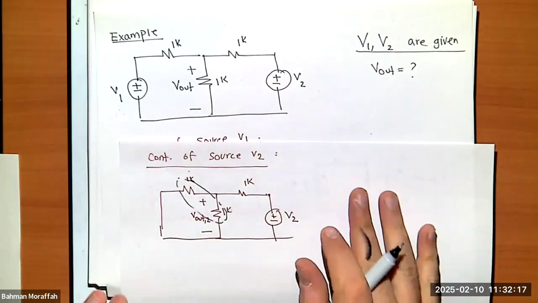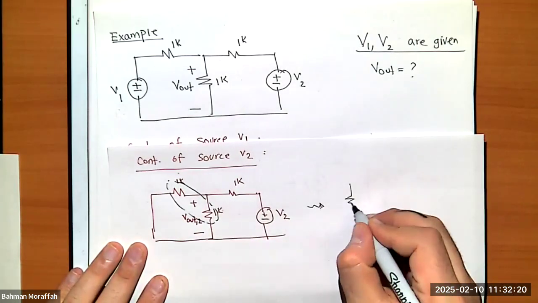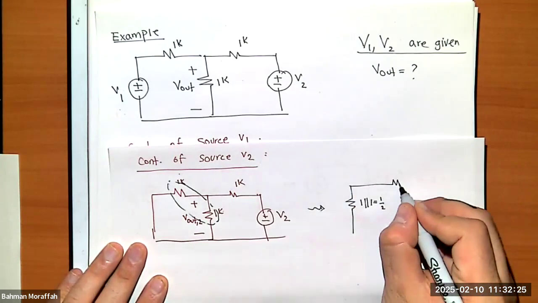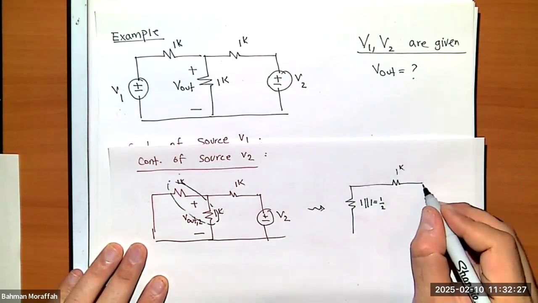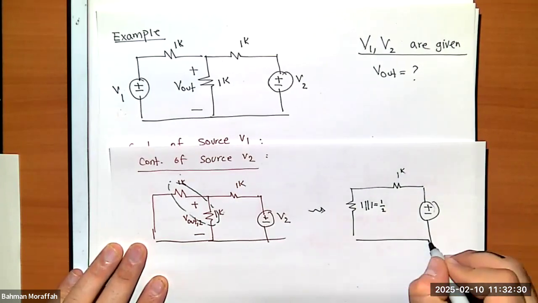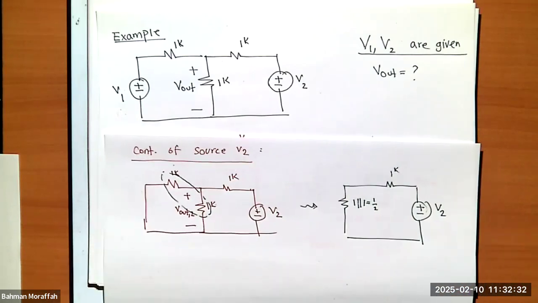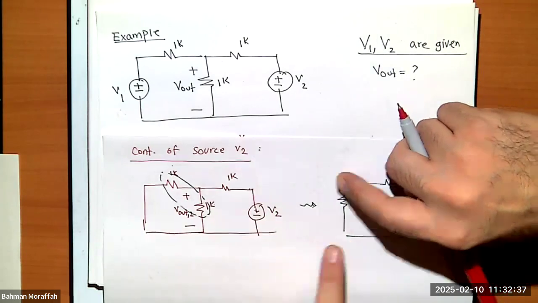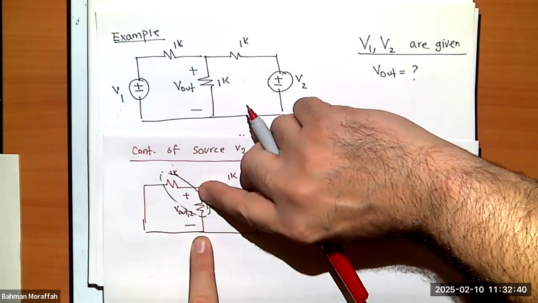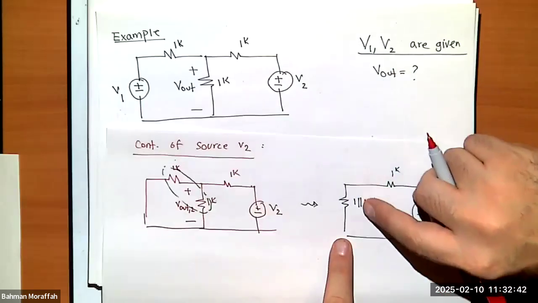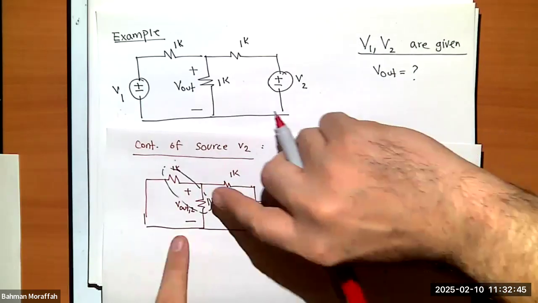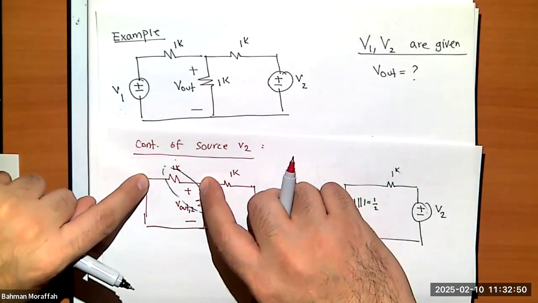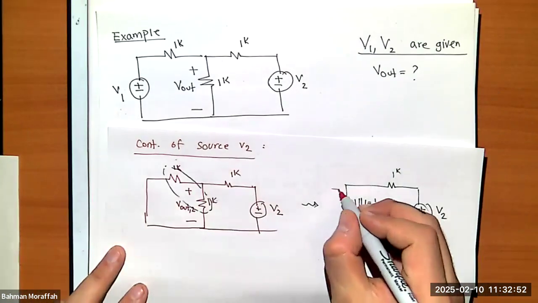They're in parallel. So my circuit would look like this. I have one in parallel with one, which is 1/2. I have this 1K over here. And I have V2. Again, what I'm claiming is the voltage across this guy is exactly V out 2. Because 1 and 1 in parallel, the voltage across this one is exactly the same as the voltage across this one, and it should be the same as the voltage across the equivalent, which is this guy. So this is V out.